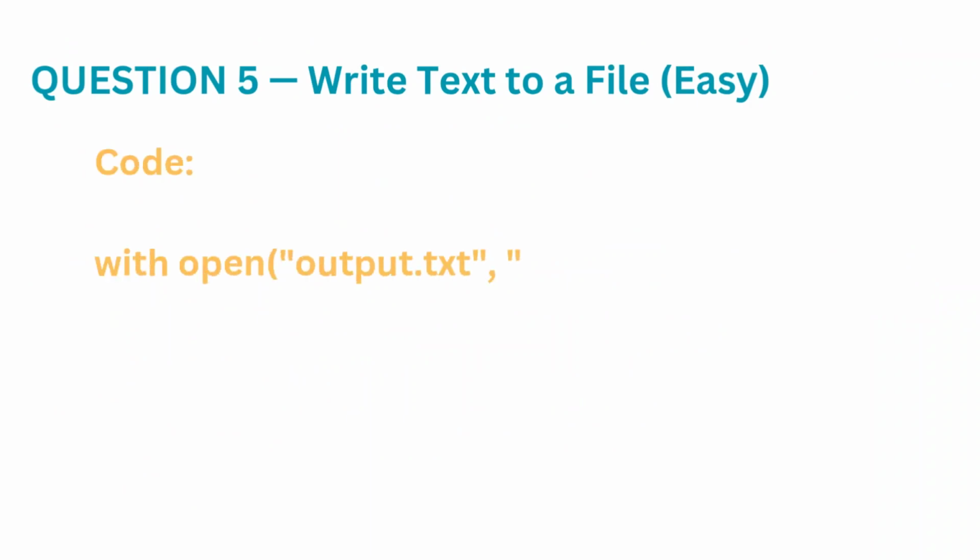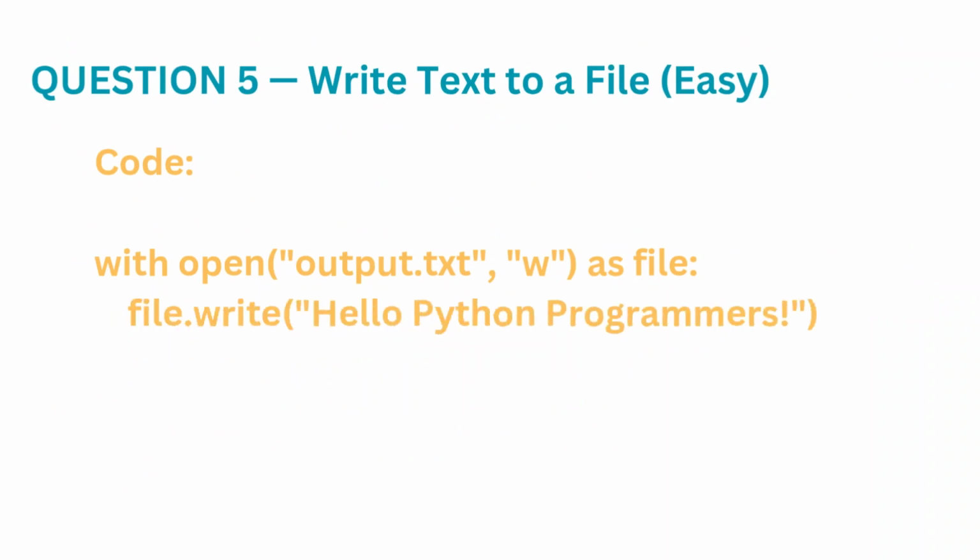The next question is write text to a file. For writing the text into a file, we have to use the w mode, that write mode overrides existing content. So the code is with open output.txt w, that means write, as file, and file.write hello Python programmers. That's the rewrite.